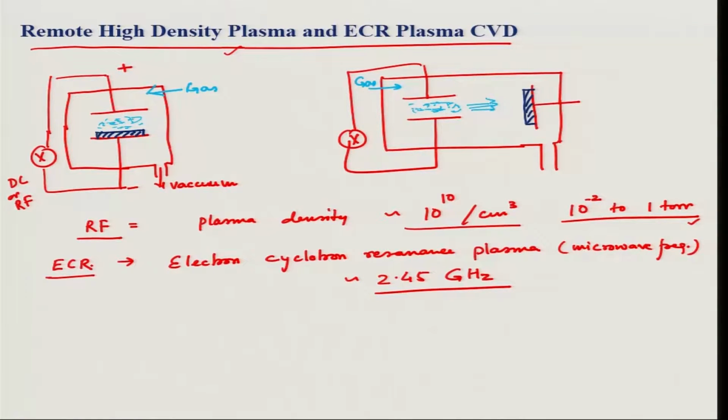Similarly, ECR is one step advantage above the radio frequency plasma because it couples the energy of the microwave more effectively with the plasma. So, the energy of the plasma is much higher. Energy of the plasma being much higher means more effective ionization of the gases, more effective breakdown of the reactive species and more effective thin film deposition. And this can be achieved with this plasma. A typical 10 to power 10 per centimeter cube plasma density can be achieved at much lower pressure, 10 to power minus 5 to 10 to power minus 3 torr.